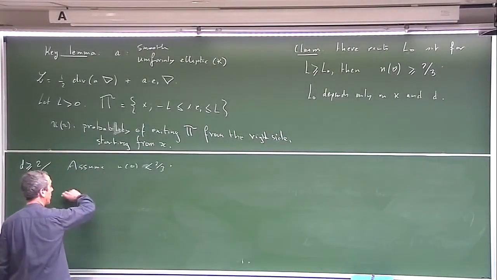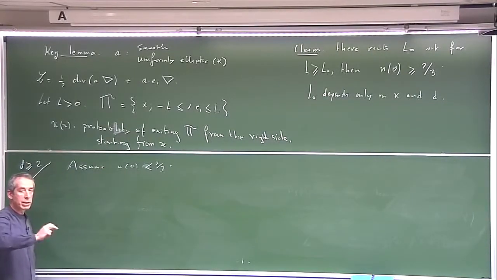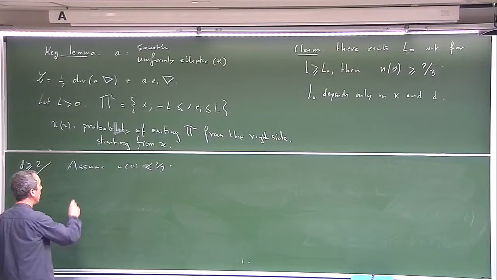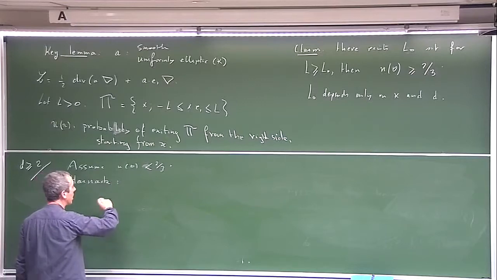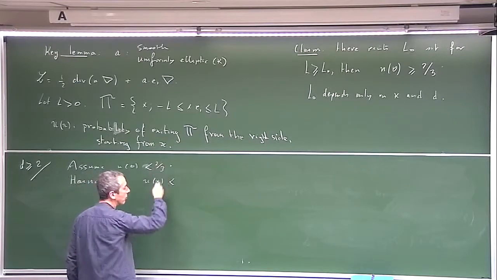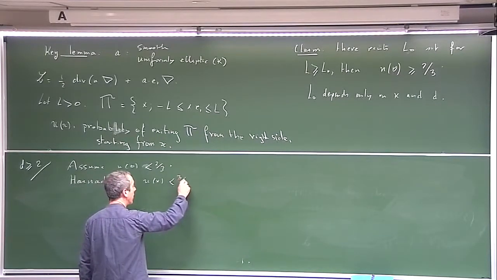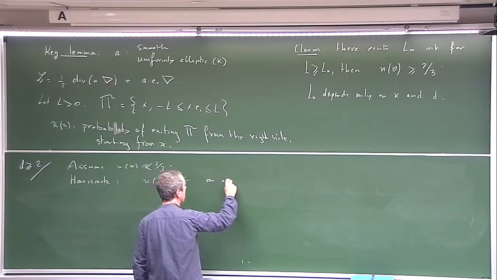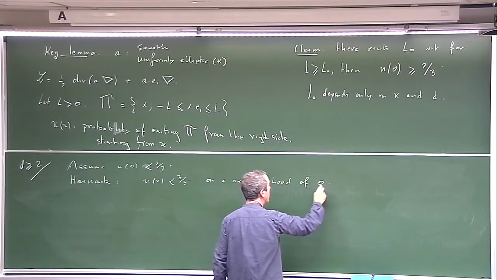So the first observation is that if U of 0 is less than 2/3, then U is still less than 2/3 on a certain neighborhood of 0. And that relies on the Harnack inequality. So we use Harnack to say that U of x is going to be less than something, maybe not too far, maybe we have to lower it a little bit, so maybe 3 over 5, I don't know, on a certain neighborhood of the origin.